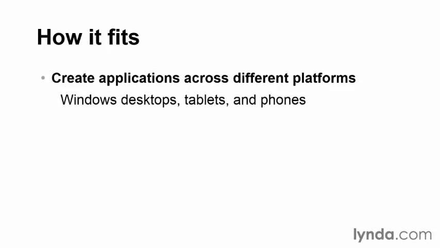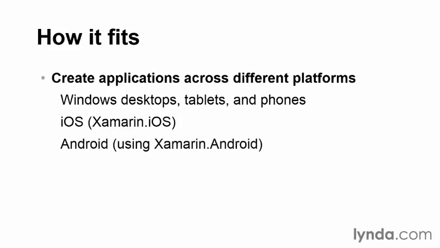C# allows you to create applications for Windows desktop computers, for tablet computers, and for smartphone platforms. For example, you can create a C# application that will run on the Apple iOS operating system through the use of a separate tool called Xamarin.iOS. If you want to deploy to Android operating systems running on tablets and smartphones, you can use Xamarin.Android.